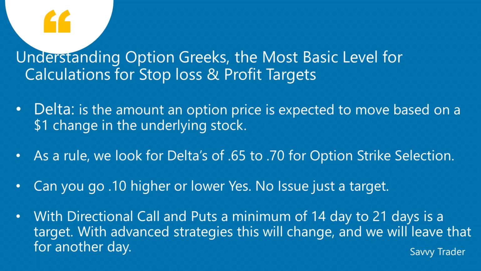So you look for your 65 or 70 deltas and then look at your option strike. Can you go 10 cents higher or lower? Of course you can. It's not an issue, it's just a target. With directional calls and puts, a minimum of 14 days to expiration. 21 is better. Can you go 28? Yes. This is just your basic guidelines. It's a target. With advanced strategies, this will change, and we will leave that for another day. This is just basic directional calls and puts.